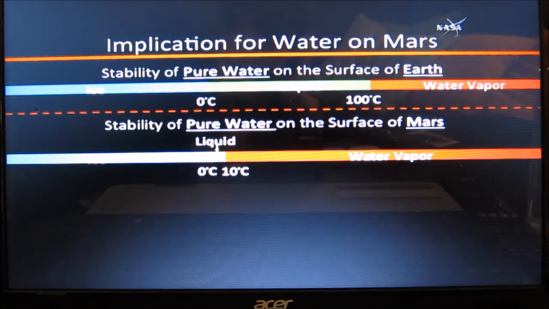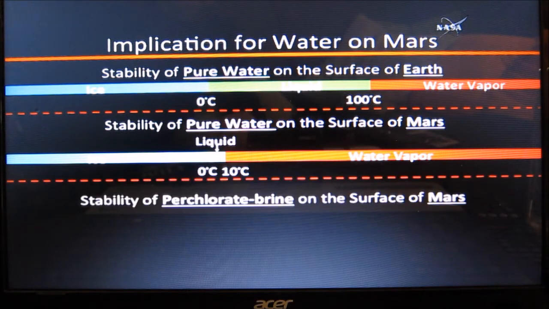Next, if we take the same glass of water to the surface of Mars, a similar thing will happen. The water will freeze at 0 degrees Celsius, but because of the thin atmosphere of Mars, the water will start boiling as soon as the temperature reaches close to 10 degrees Celsius. Therefore, pure liquid water is highly unstable on the surface of Mars, and this is where perchlorate can help us.